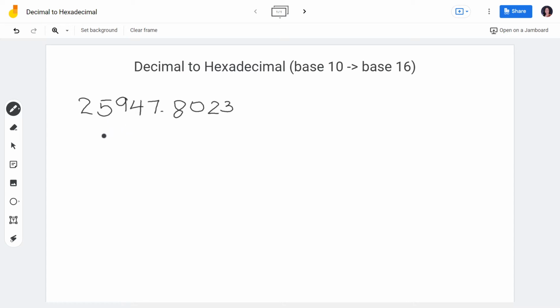To convert it to hexadecimal, the principle for converting decimal to any other number system is that we have to solve the integer and the fraction part separately. For the integer part, since this is base 16, we divide the integer part by 16, while for the fraction part, we multiply it by 16. So we have to compute them separately. Let's start with the integer part.